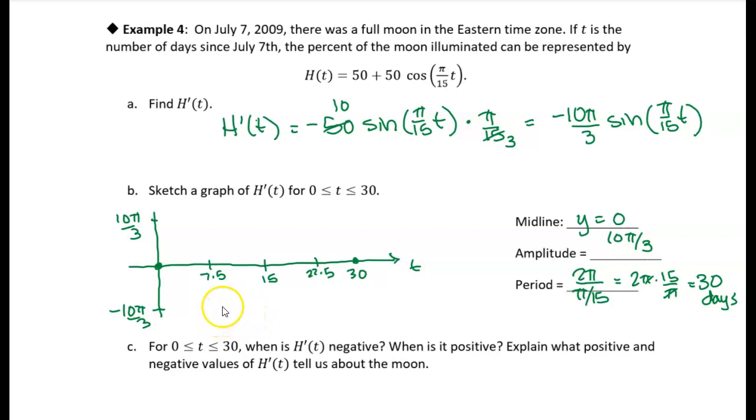All right, so we're just going to graph it. It's a negative sine, so remember we're going to go down first. So we're going to come down here like this, and then go back up to the midline at 15, and then we're going to go up to 10 pi over 3, and then come back down to the t-axis again. We're at the midline again at t equals 30. Okay, so that's a sketch of what our h prime of t looks like.